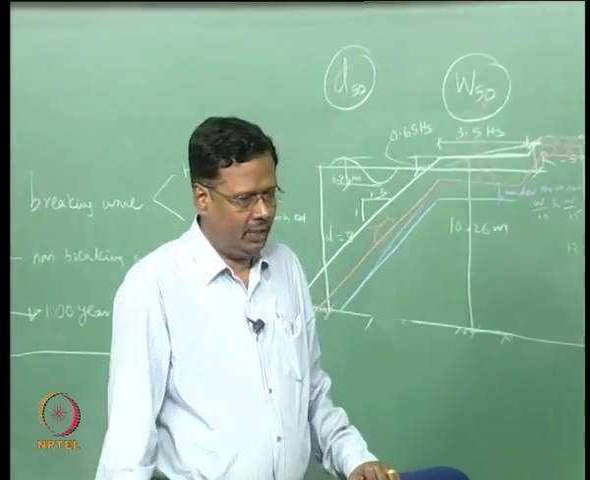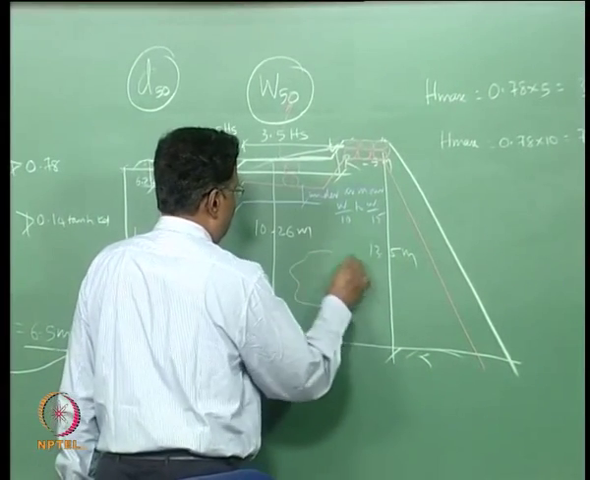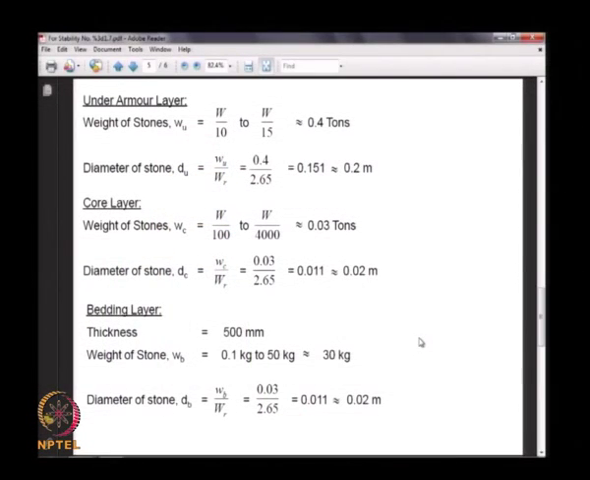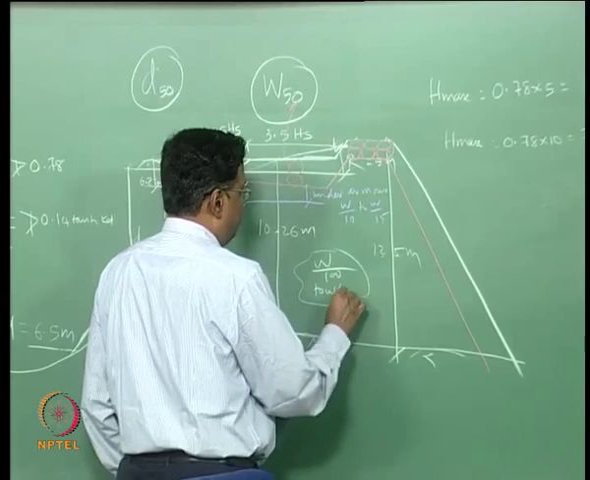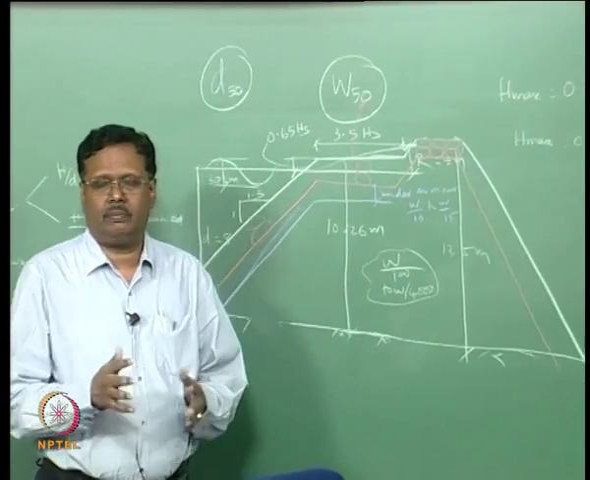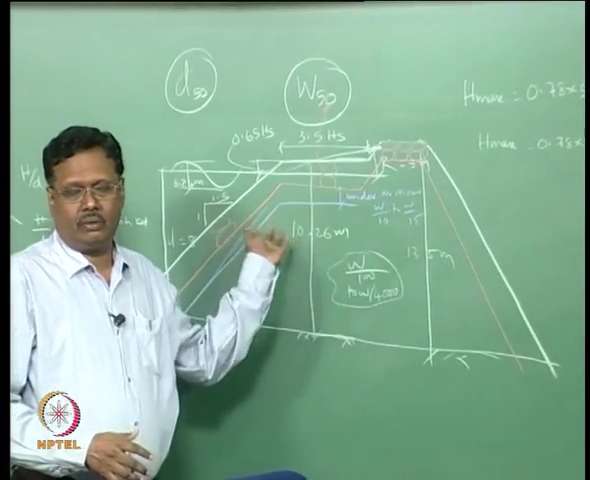Then we have the core layer. Here we will have the core, that is W by 100 to W by 4000. Wide variation is required because it will get packed and there will not be any sand particle moving from one side to another side.